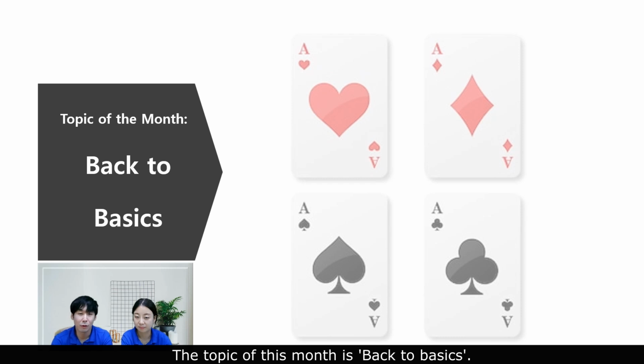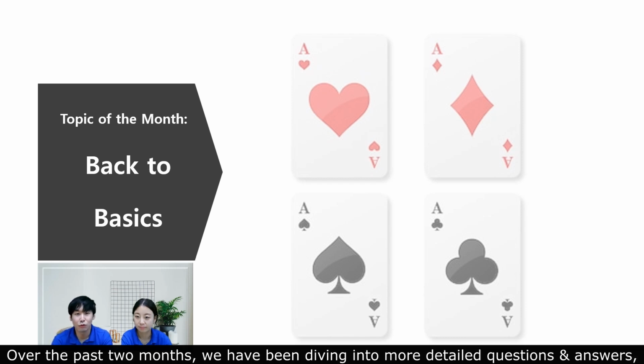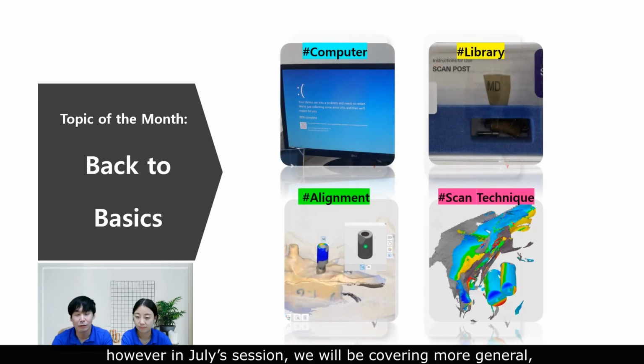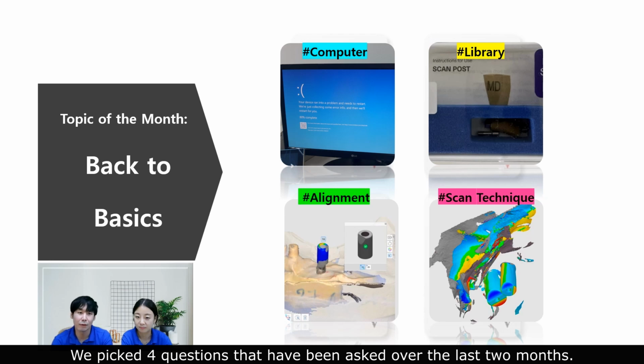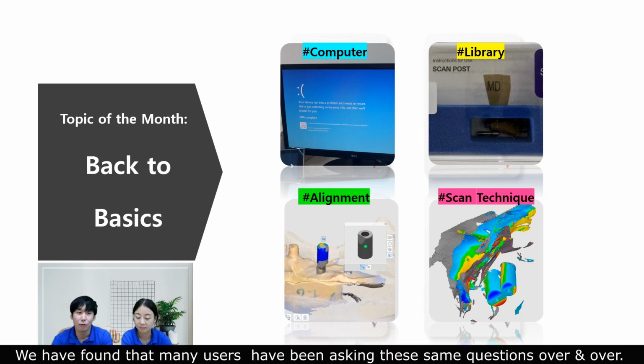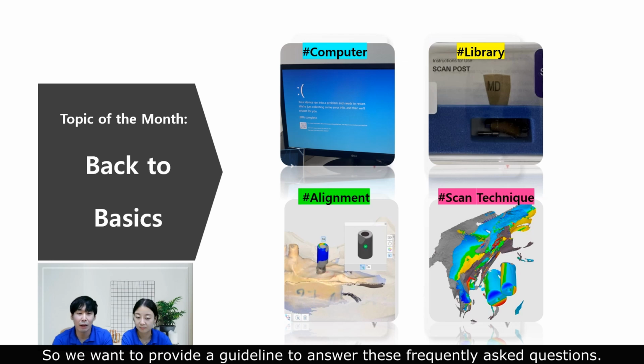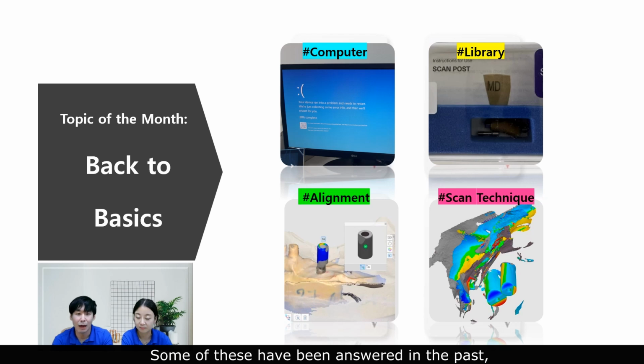The topic of this month is back to basics. Over the past 2 months, we have been diving into more detailed questions and answers. However, in the July session, we'll be covering more general but just as important questions. We have picked 4 questions that have been asked over the last 2 months. We have found that many users have been asking these same questions over and over. So, we want to provide a guideline to answer these frequently asked questions. Some of these have been answered in the past, but today we will give another perspective on these questions.